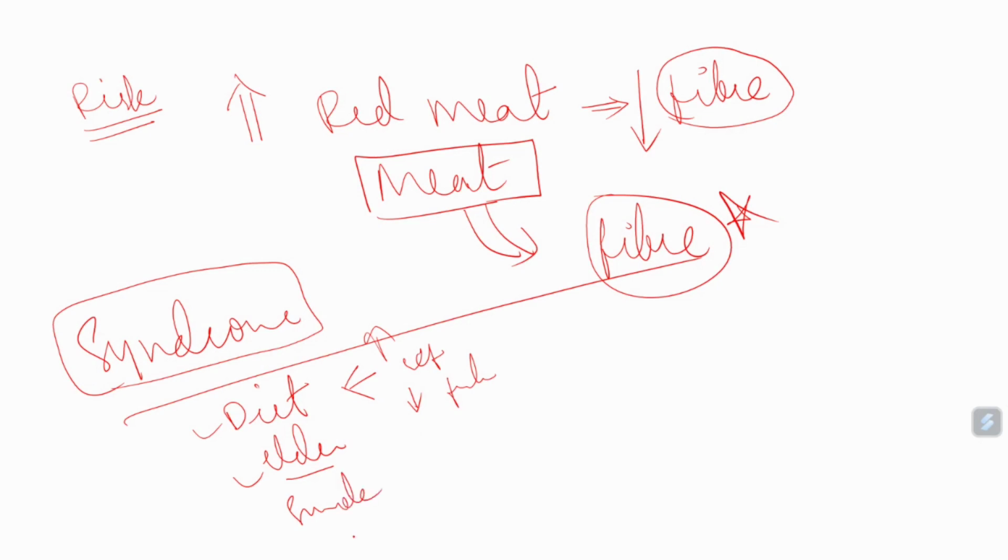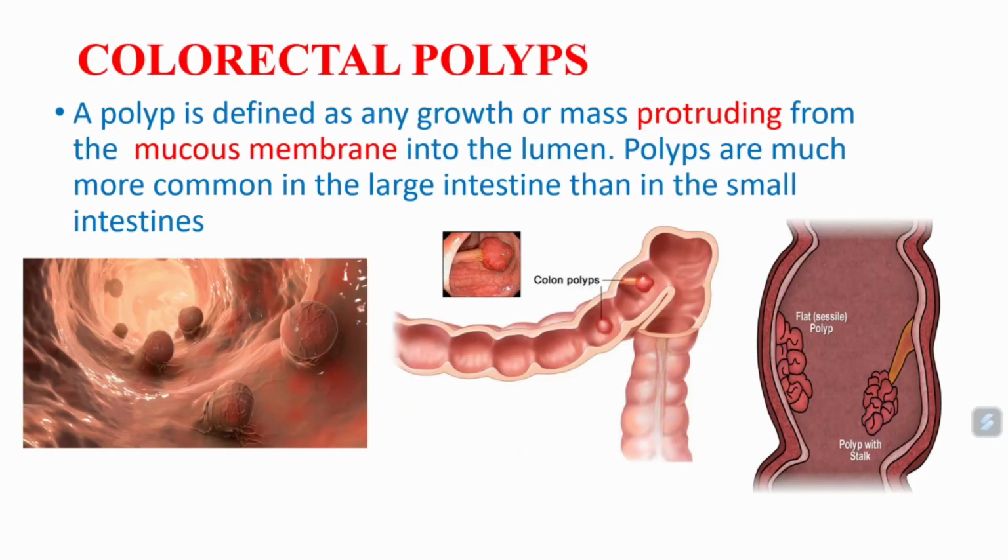And smoking, history of polyps, and family history, hereditary, and some syndromes. All these are different risk factors of causing colorectal cancer. Now I was telling you about colorectal polyps. If anybody has a history of polyps, they may develop carcinogenesis or they may develop carcinoma.